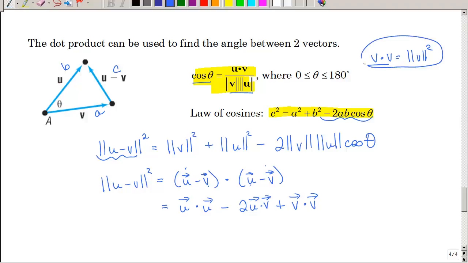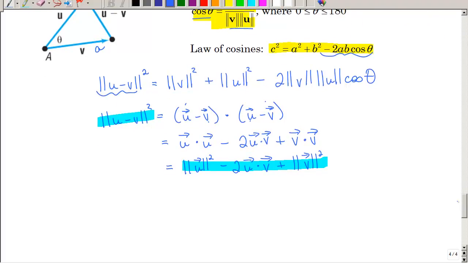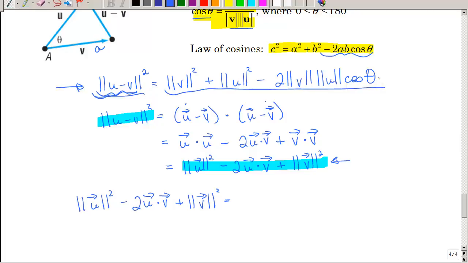I'm going to come back up here and use the idea that if you dot a vector with itself, you can rewrite that as the magnitude of the vector squared. So I'm trying to replace this with that. That's exactly what I'm going to do. I'm going to come back up here and take this left-hand side and replace it here. So that's what the magnitude of u minus v squared equals. Now I'm going to use that part of that formula.